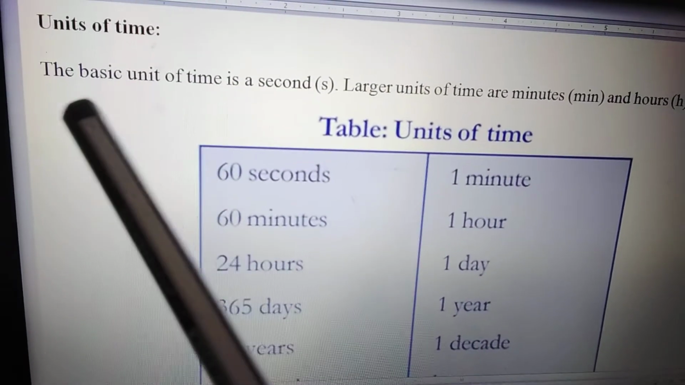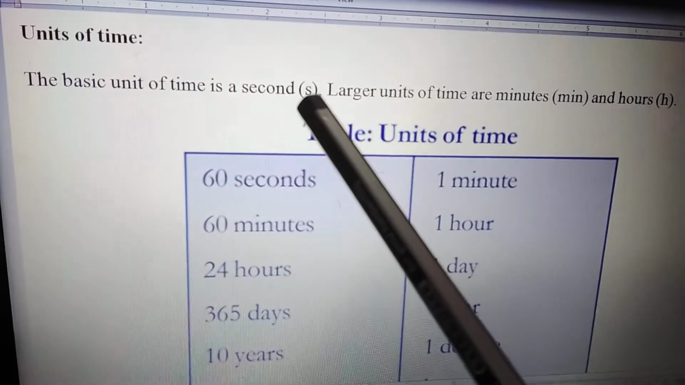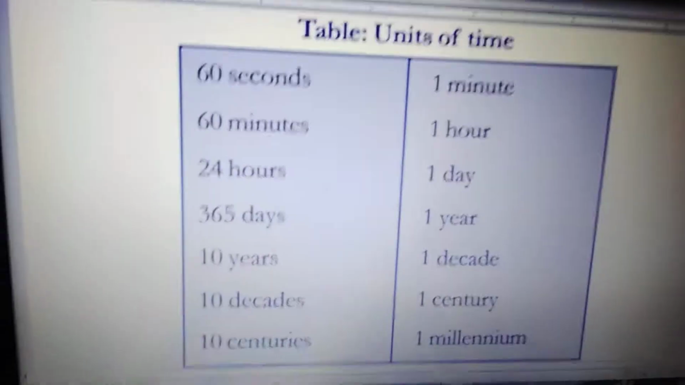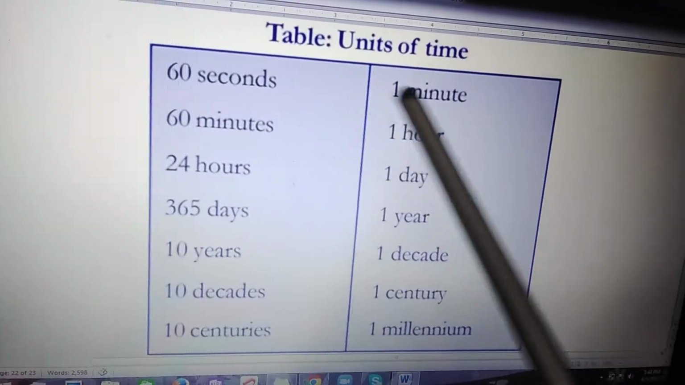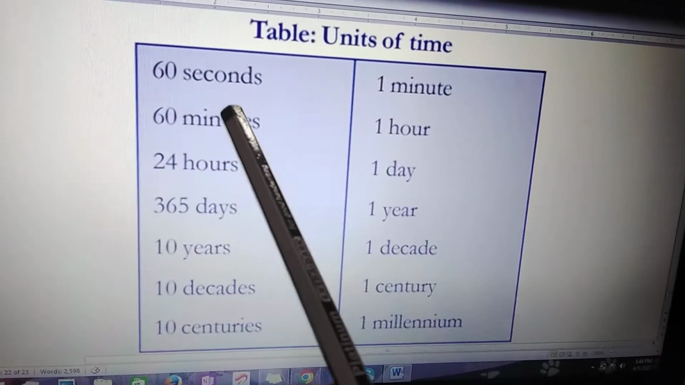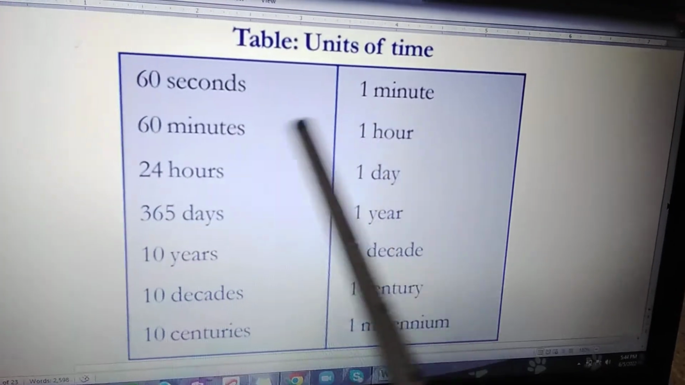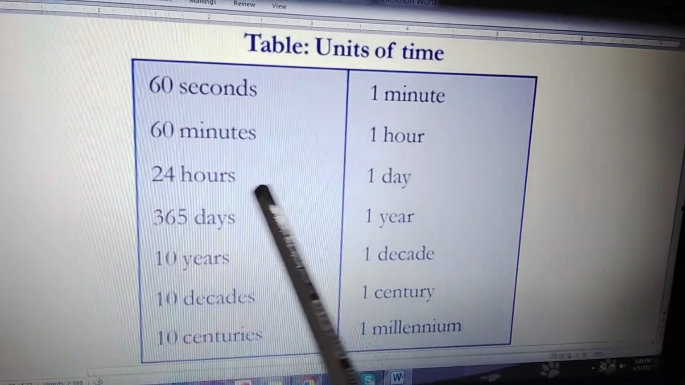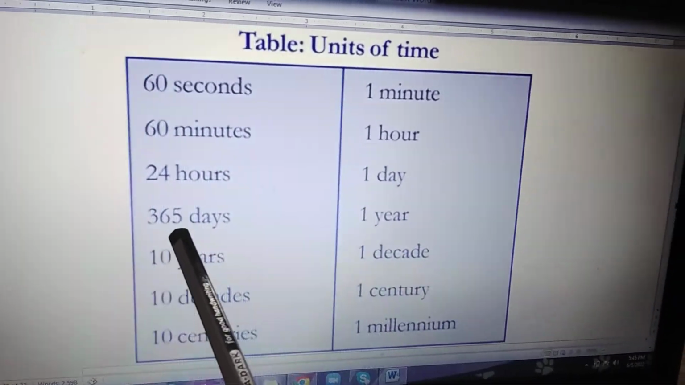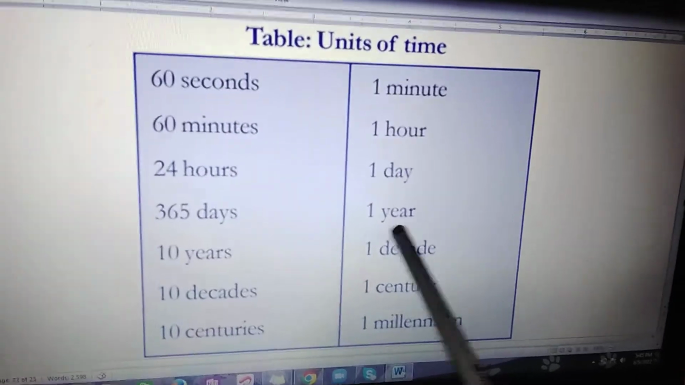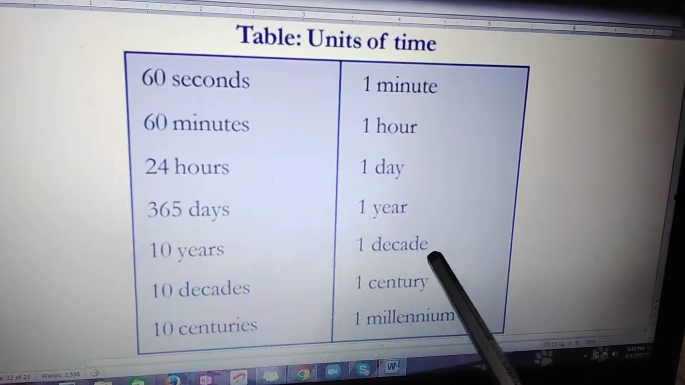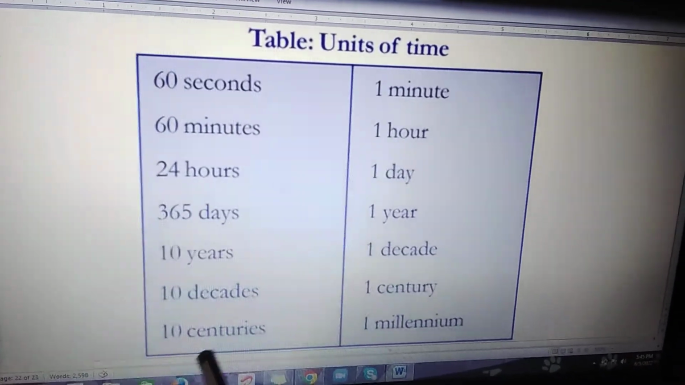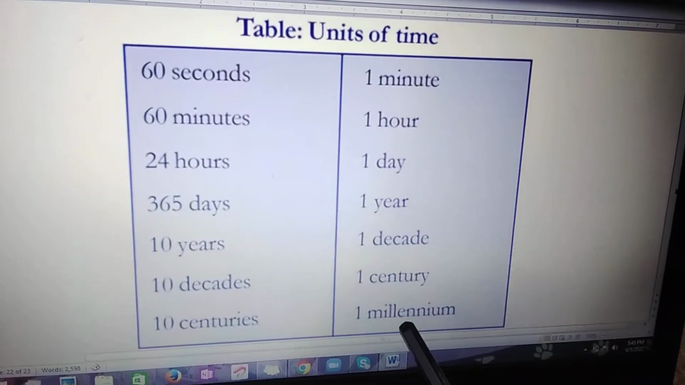Units of time. The basic unit of time is the second. Larger units of time are minutes and hours. 60 seconds equals 1 minute. 60 minutes is equal to 1 hour. 24 hours equals 1 day. 365 days equal 1 year. 10 years equal 1 decade. 10 decades is equal to 1 century. 10 centuries is equal to 1 millennium.